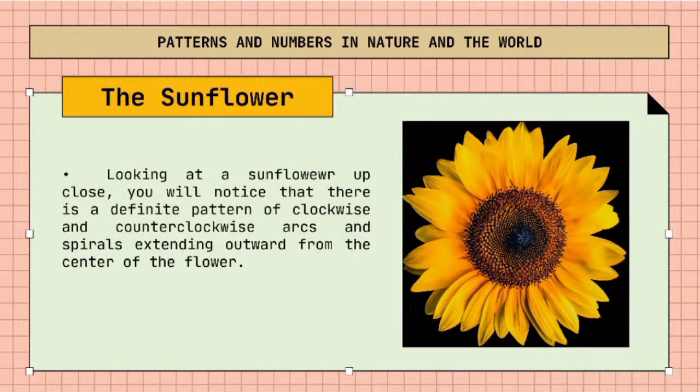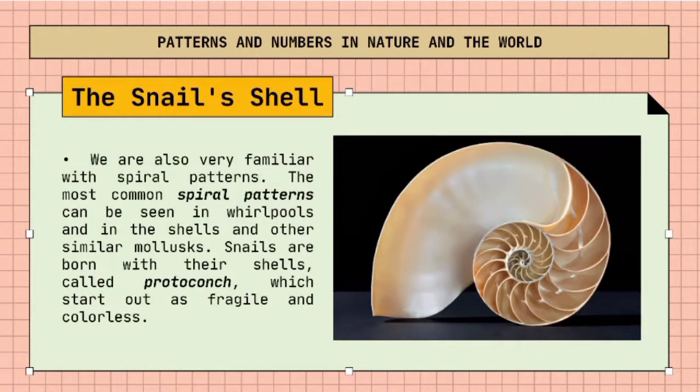Next is the sunflower. Looking at the sunflower up close, you will notice that there is a definite pattern of clockwise and counterclockwise arcs or spirals extending outward from the center of the flower. This is another demonstration of how nature works to optimize the available space. This arrangement allows the sunflower seeds to occupy the flower head in a way that maximizes their access to light and necessary nutrients. We are also very familiar with spiral patterns.